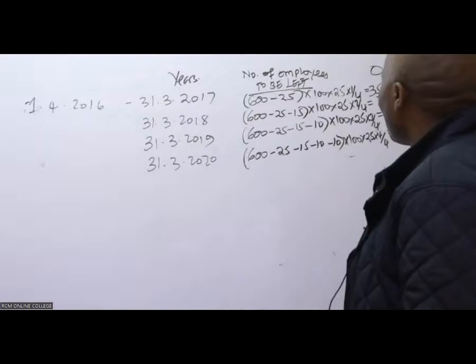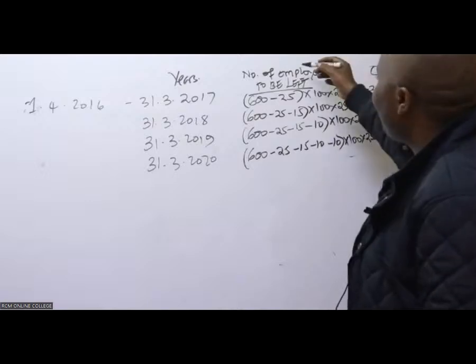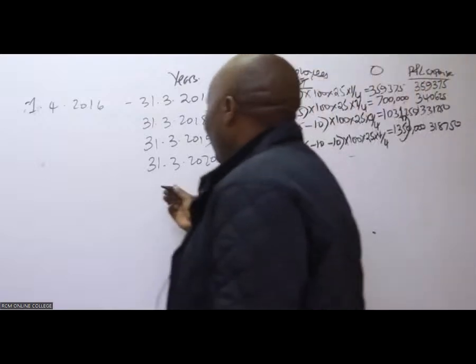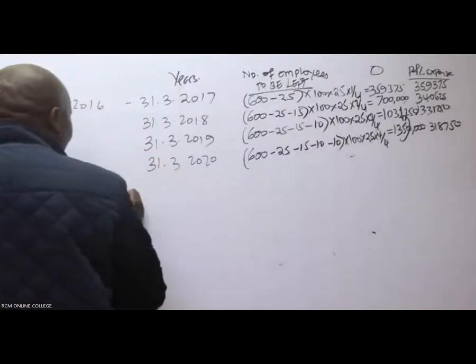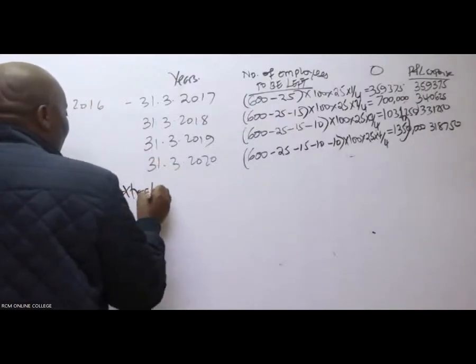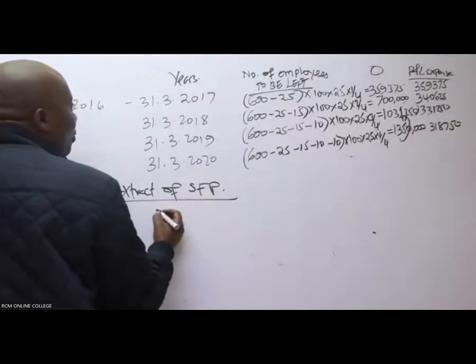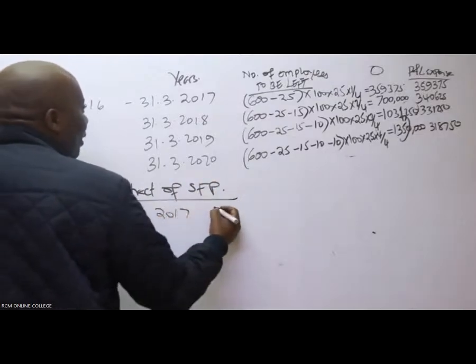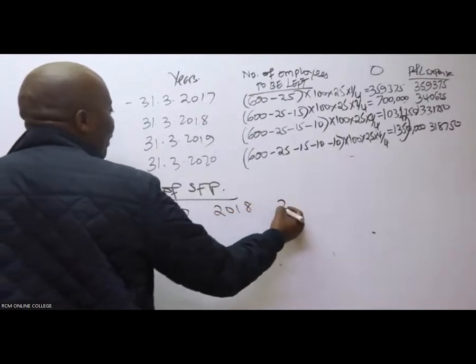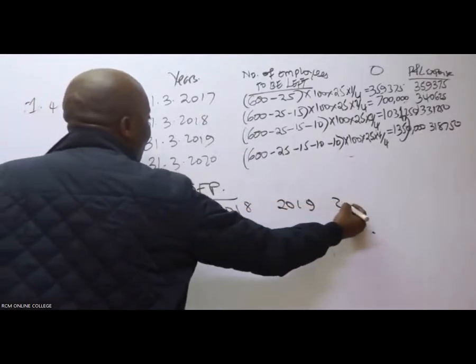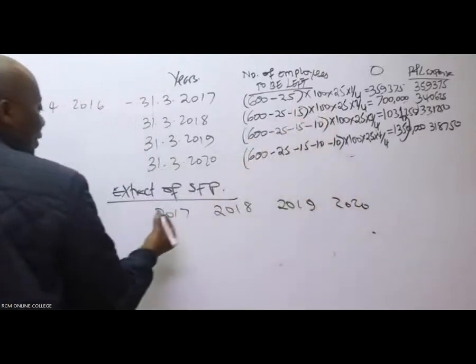statement of financial position, P and L. So these are basically the I can even come and write for them if I have time, although I don't like writing like that. Extract of what year statement of financial position. So we have the year 2017, we have 2018, 2019, 2020. So simply copy the figures the way they are given there.